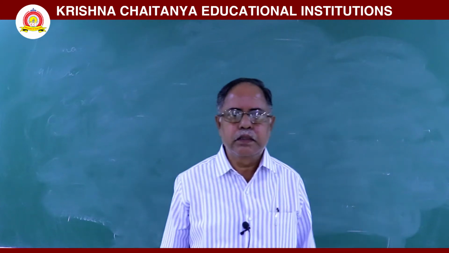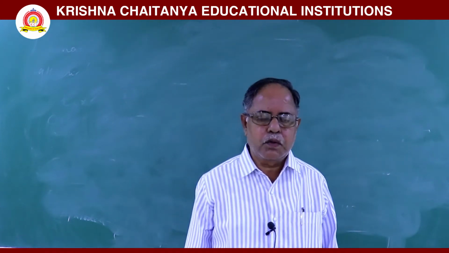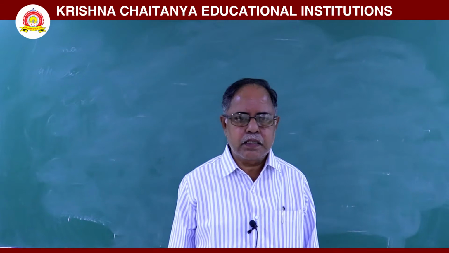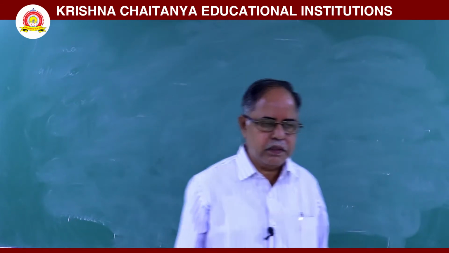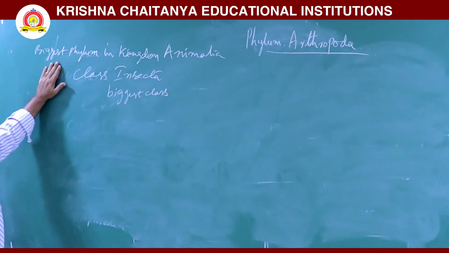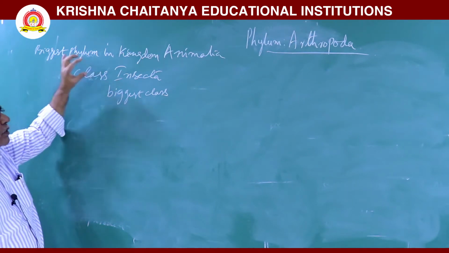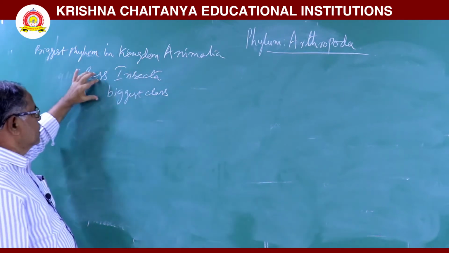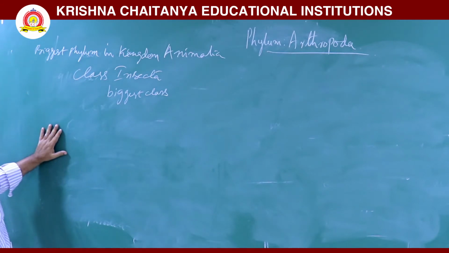Today's class is phylum Arthropoda, general characters and classification. This phylum Arthropoda is the biggest phylum in the kingdom Animalia, and the class Insecta, which is present in this phylum, is also the biggest class in the kingdom Animalia.